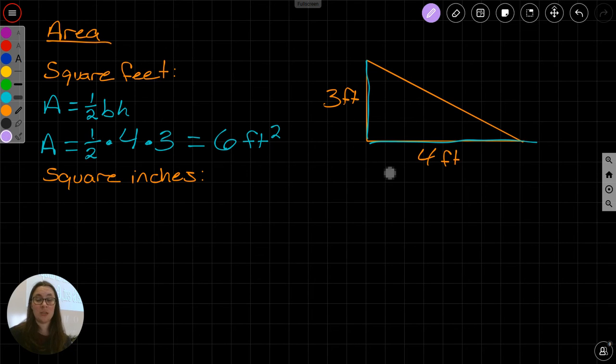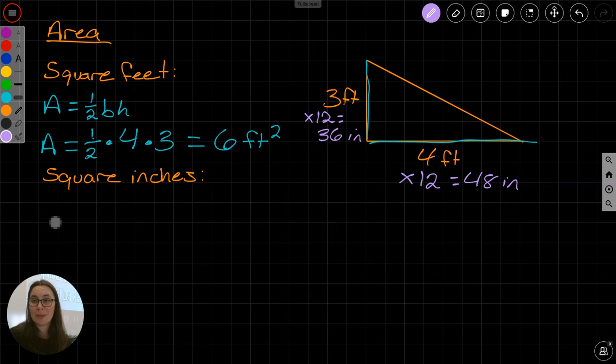So let's use purple for this. So 4 feet times 12, which is how many inches are in a foot, equals 48 inches. 3 feet times 12 equals 36 inches. So now our measurements are 36 and 48.